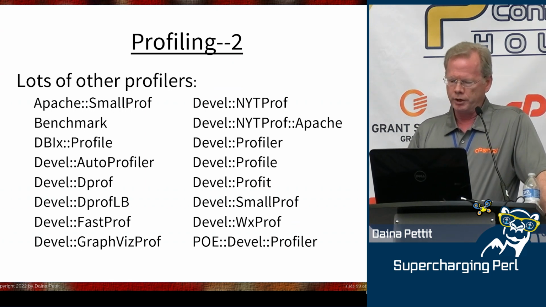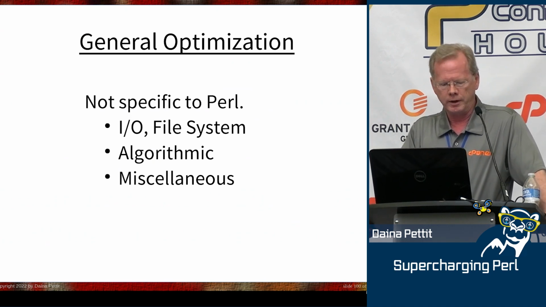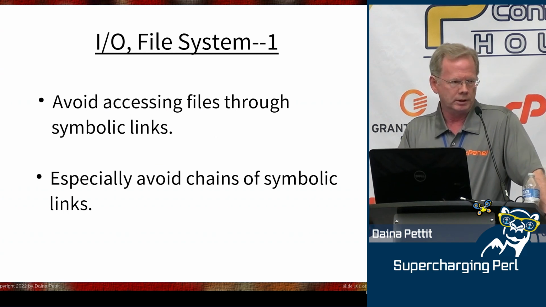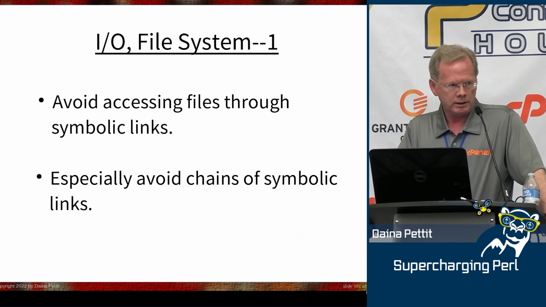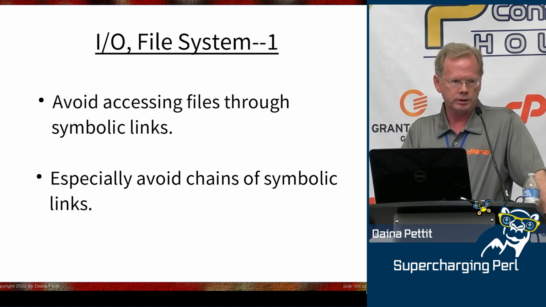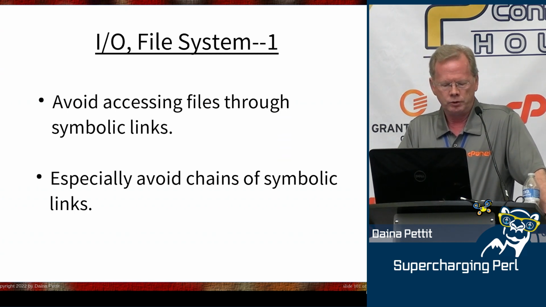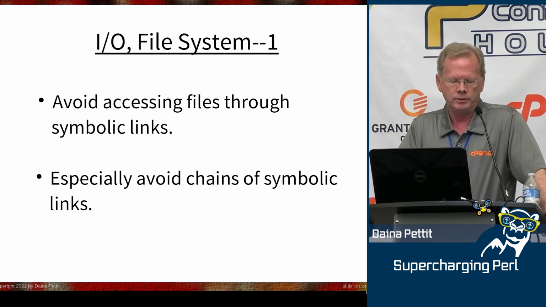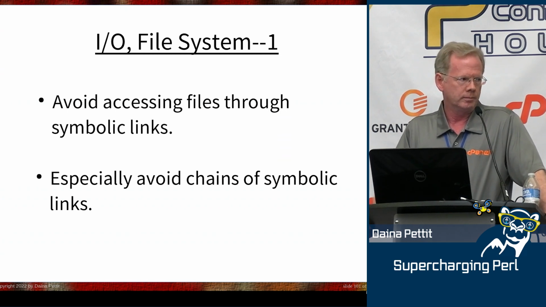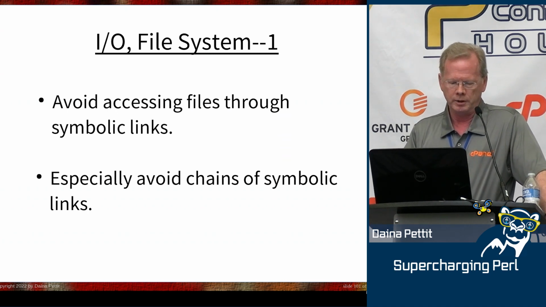Now we're going to talk about some general optimization, things that are not specific to Perl, things like the I/O, the file system, some algorithmic stuff, and some miscellaneous. So the file system: if you have symbolic links, those actually take time because it has to open the symbolic link, look and see where it points to, and then go and follow that, and then open that. And you especially don't want to have chains of symbolic links, a symlink pointing to another symlink, which points to another symlink. Those will slow things down.